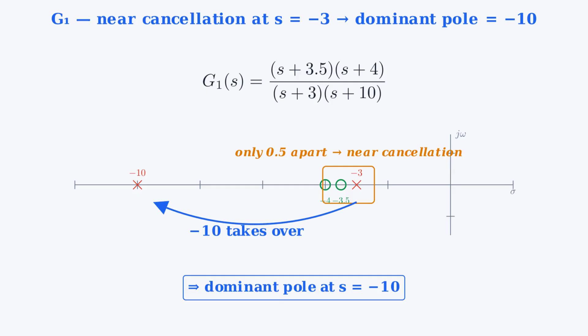The zero at minus 3.5 sits only 0.5 units away from the pole at minus 3. That is near cancellation. The two factors almost annihilate each other, and the contribution of the minus 3 mode to the step response is suppressed. The next slowest pole is at minus 10. With the minus 3 mode killed by the nearby zero, minus 10 takes over. Answer for g1. The dominant pole is at s equals minus 10.